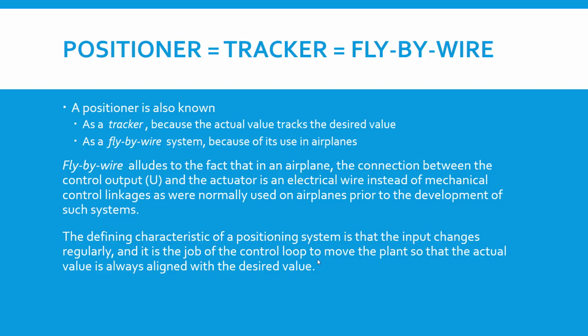The defining characteristic of a positioner loop is that the desired input value changes regularly as the operator of the loop moves the system that's being controlled from one equilibrium point to another equilibrium point at specific points in time.